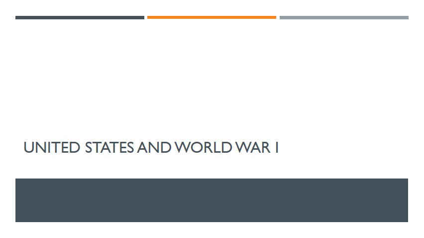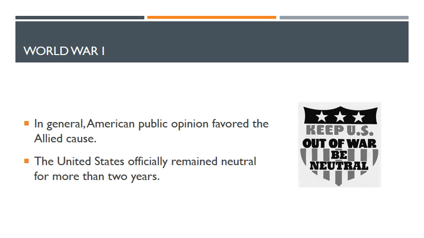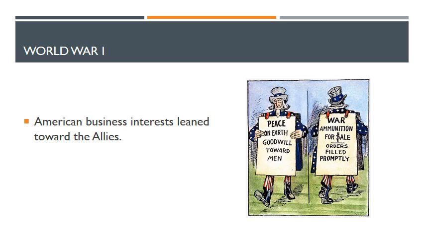So let's take a look at the United States and how it ended up in World War I. In general, American public opinion favored the Allied cause, but the U.S. officially remained neutral for more than 2 years. They did not want to get caught up in European squabbles. Now, American business interests leaned to support the Allies because they had lent so much money to the governments of Britain and France. If the Allies lose the war, the American banks and the American government would lose that money.